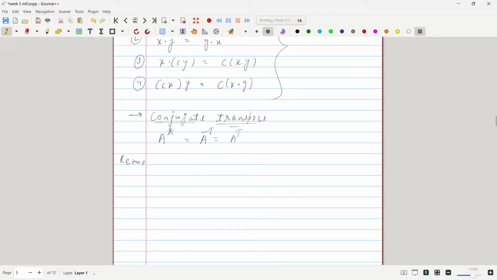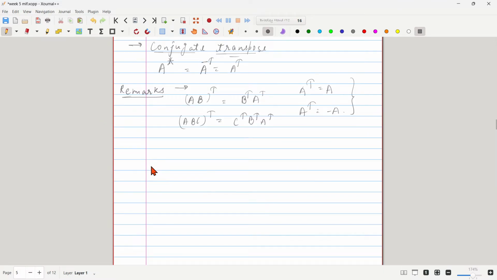Now the remarks. I think maybe most of you do not know this property. Suppose you have matrices A, B and you take the transpose of the whole product AB; this will be equal to B transpose A transpose. If you have ABC, the transpose will be C transpose B transpose A transpose, that is, in the reverse order. For a symmetric matrix, A transpose should be equal to A, and for a skew symmetric matrix, A transpose should be equal to minus A. The same goes here.